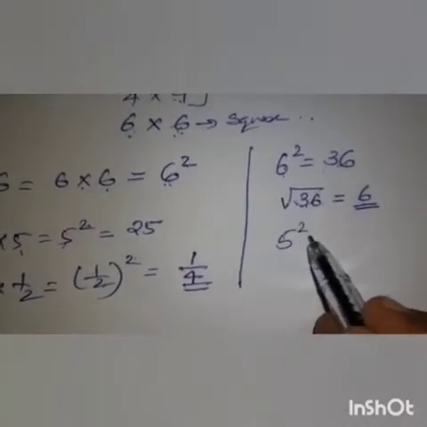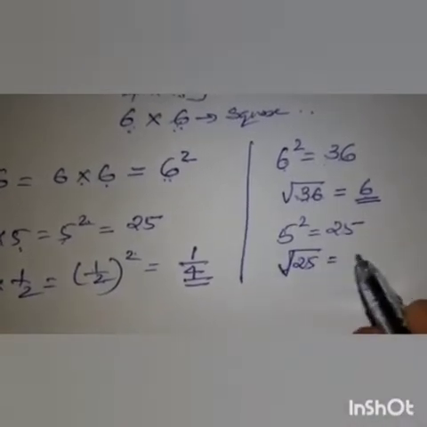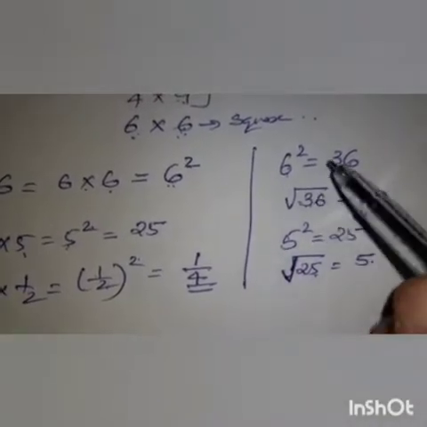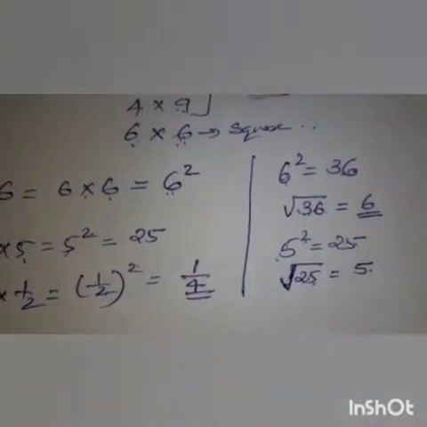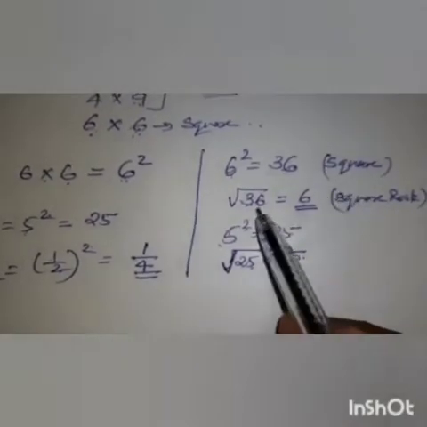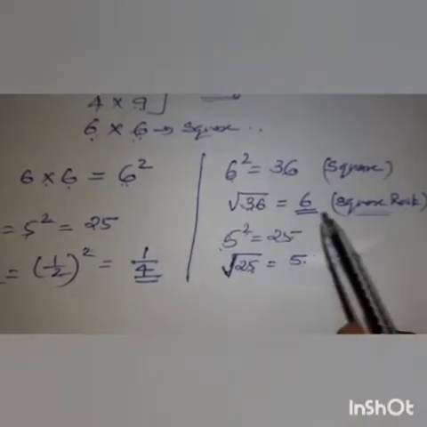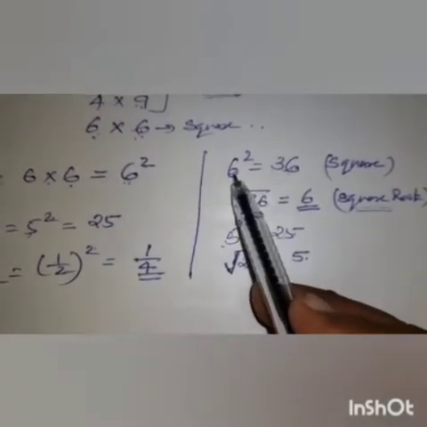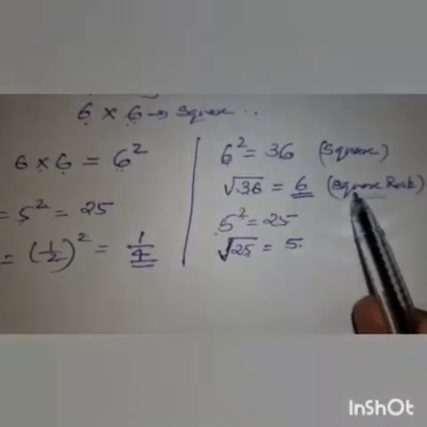Same like 5 square. 5 square is 25, or root 25 is equal to 5. Square root of 25 is 5. So it is the second power of 5, it is 25. So 6 square is 36. It is a square. Then the square root of 36 is 6. That is the square root. Remember this one: 6 is the square root of 36, but 36 is the square of 6. Square and square roots: the reverse of the square is the square root.